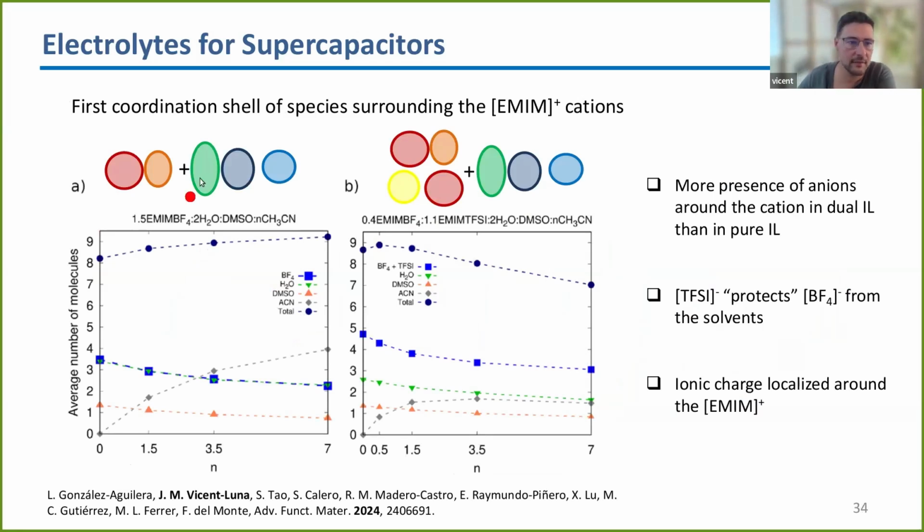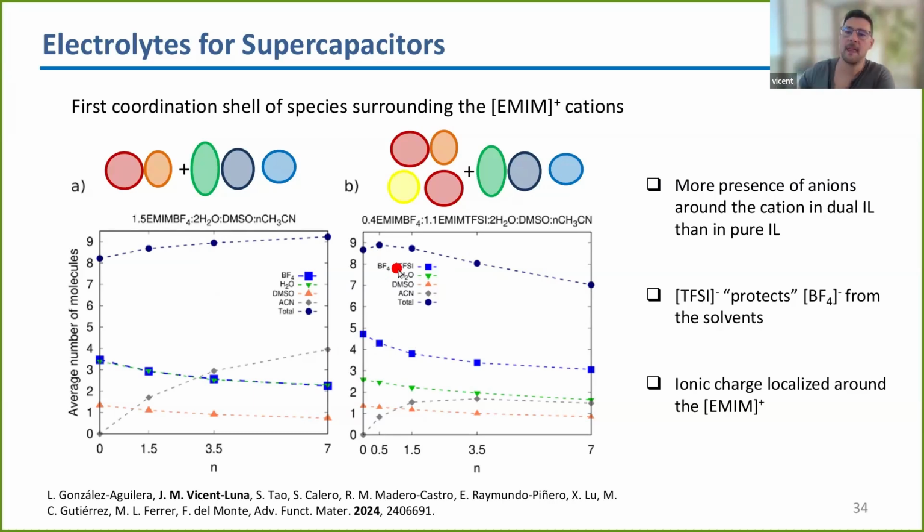Comparing these two scenarios, when we have only one ionic liquid and two ionic liquids with the same amount of solvent, we have the first coordination shell. The main thing is that when we have only one ionic liquid, the total number of solvent molecules increases. When we have both of them, the total number of solvent molecules decreases with the concentration of the solvent. The next thing to see is that this blue square here is higher than in this case, which is the summation of the coordination of the two anions.